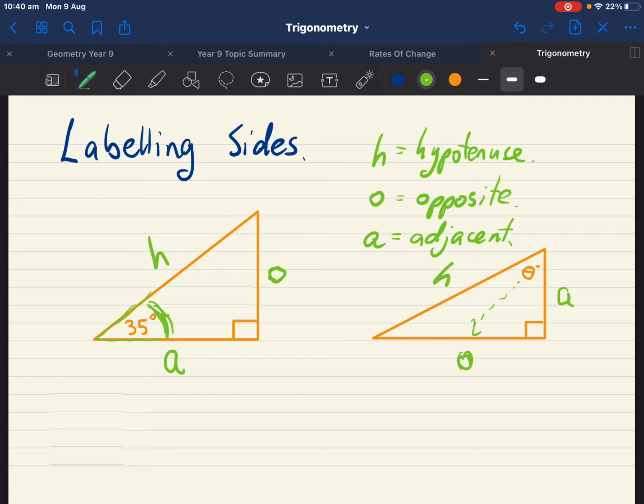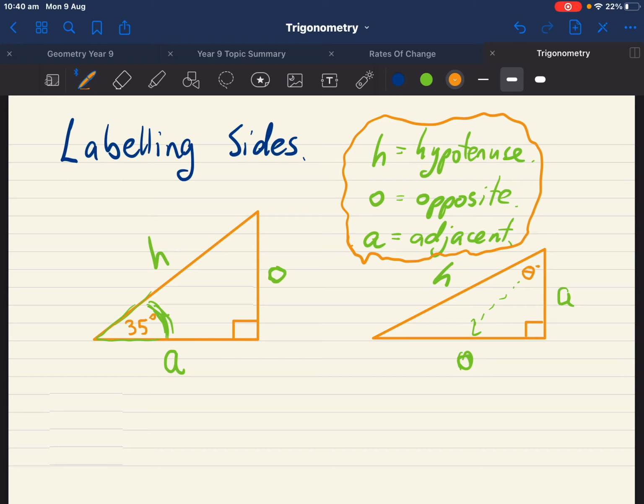If you haven't yet, pause the video and copy these notes into your maths book right after where we finished off last lesson. So put in the labeling sides, have both diagrams in, including the names here. I'll actually put a cloud around them, just so you're not having to try and remember what those words are. You've got it there in your book.